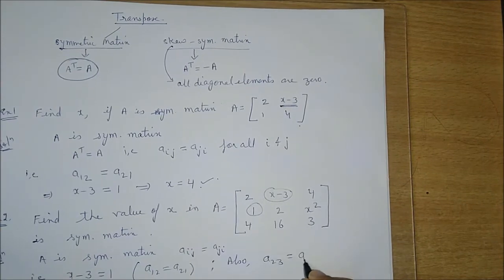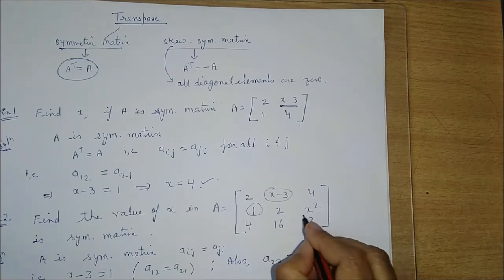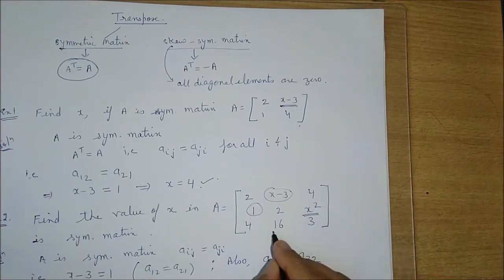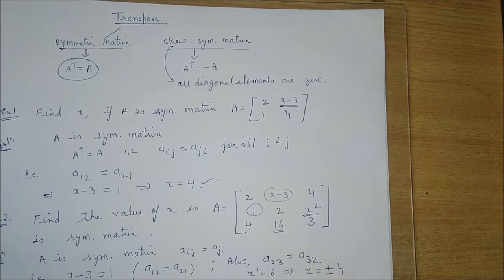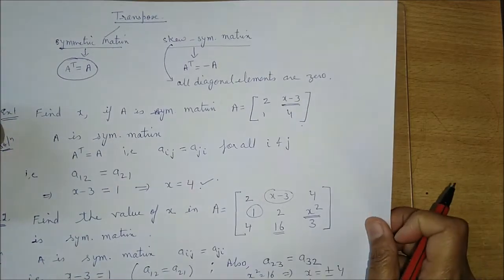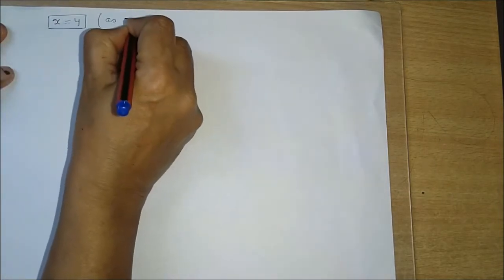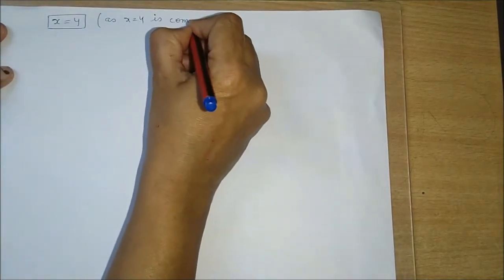A23 must be equal to A32. A23 is x square and A32 is 16. So x square must be equal to 16. We get x equals to plus minus 4. Now here we get the value of x as 4, and on the other hand we get the value of x as plus 4 and minus 4. In such cases we have to take the common value of x. So here x should be equal to 4, as 4 is the common value.